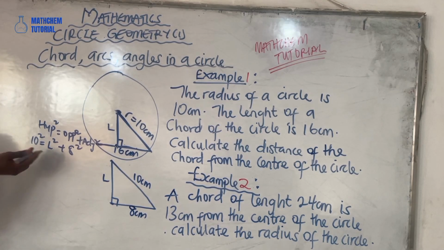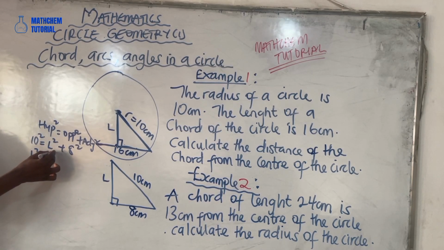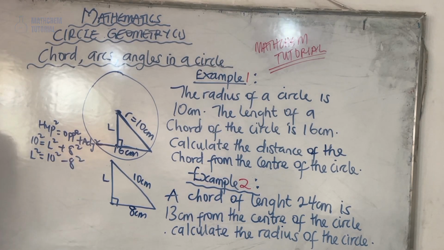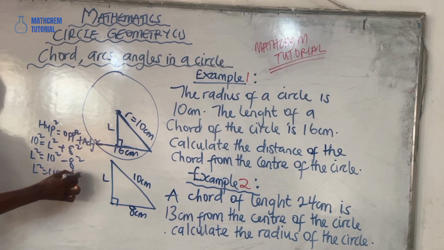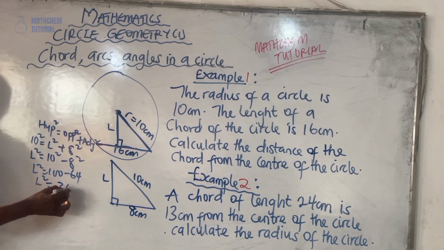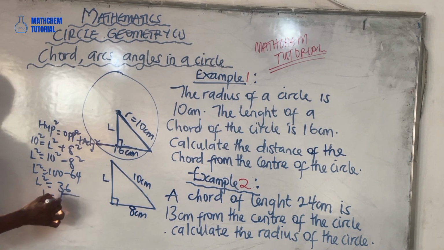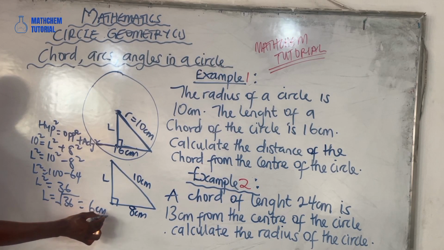So solving this now, making L the subject of the formula, I'll have L square equals, if this comes over to this place, 10 square minus 8 square. So I have L square equals 100 minus what? 64, because the square of 8 is 64. If I subtract this, I will have L square as 36. And then finally, I will look for the square root of 36, and that gives me 6 centimeter.